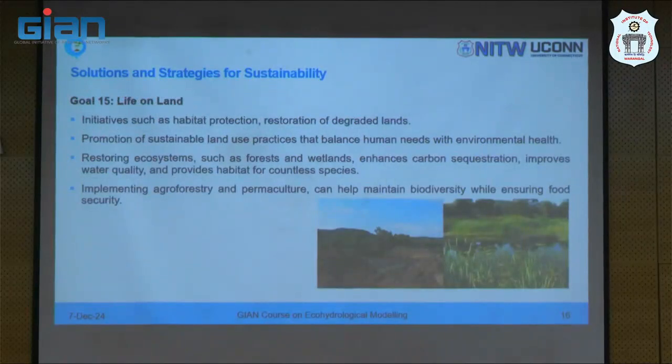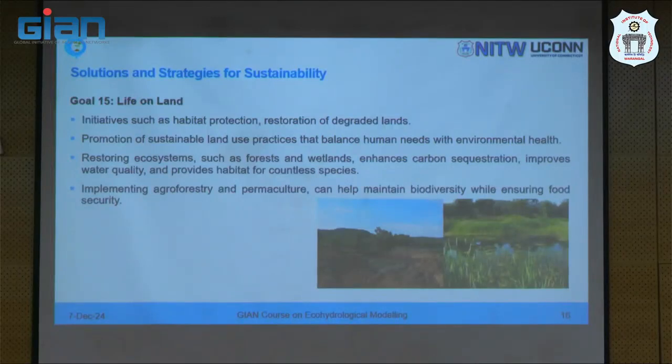Life on land, habitat protection, restoration of degraded lands, promotion of, I feel like there is a lot happening in restoration of degraded lands here, right? Is that a correct perception? When I talk to folks, I really get that perception. Promotion of sustainable land use practices that balance human needs with environmental health, and restoring ecosystems such as forests and wetlands.